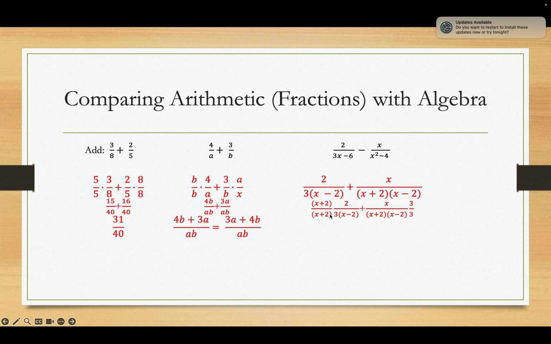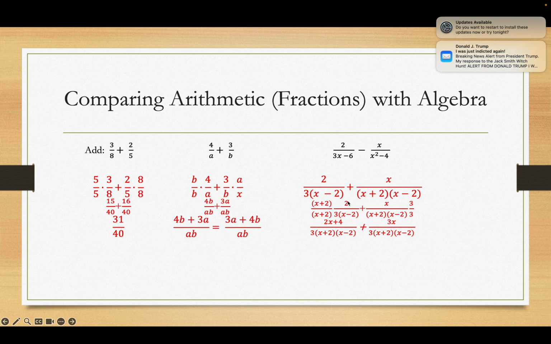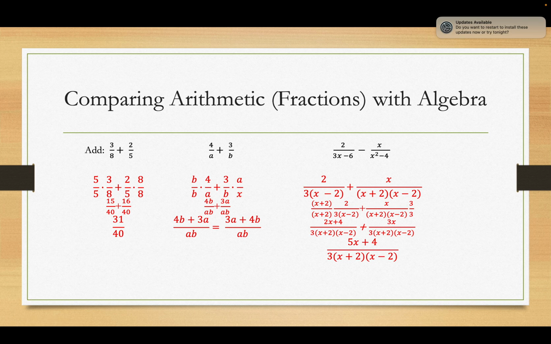So on the left, I do x plus 2 over x plus 2. And on the right, I do 3 over 3. That gives me, in the numerator on the left, 2x plus 4, right? That's what you get when you distribute the 2 to the x plus 2. And on the right, I got 3x. So I have my same denominator, so I'm going to leave it. And then on the top, 2x plus 3x makes 5x. So 5x plus 4 over 3 times x plus 2 times x minus 2.